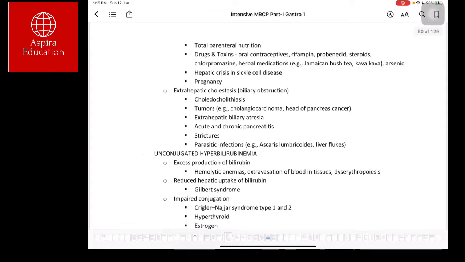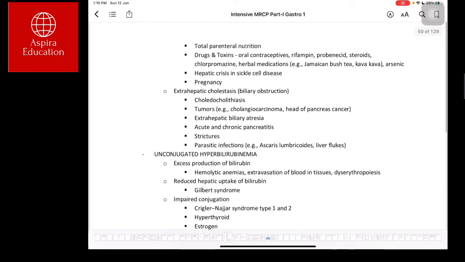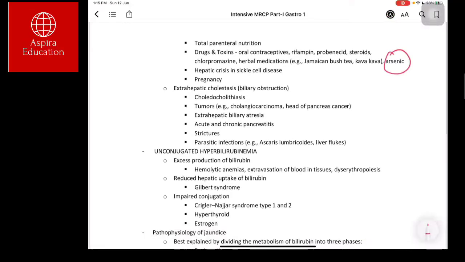Other things that lead to jaundice are total parenteral nutrition, drugs and toxins like contraceptives, rifampicin, probenecid, steroids, chlorpromazine, herbal medications like kava, Jamaican bush tea, arsenic, and a very important precipitating agent for hepatic crisis in sickle cell disease. This also leads to conjugated hyperbilirubinemia and of course, pregnancy is a known cause of cholestasis.